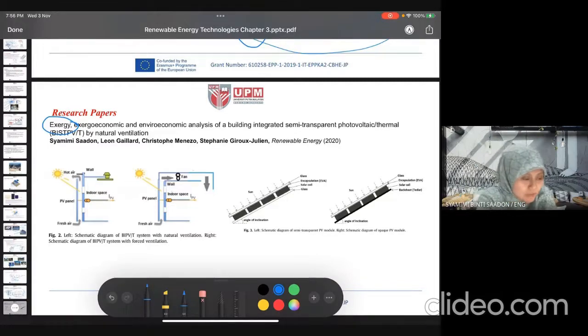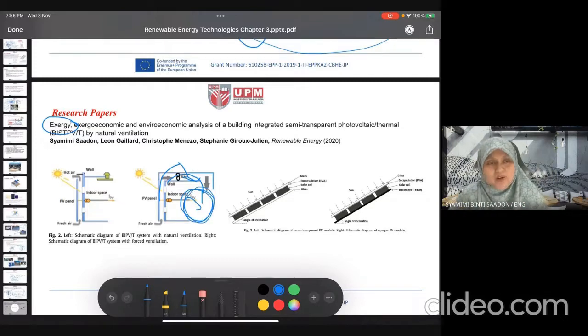So because we can force the hot air from the air gap to be ventilated with the fan and transferred inside the building's indoor space, we can heat up or warm up the indoor space inside the building. So there is the difference from natural ventilation.